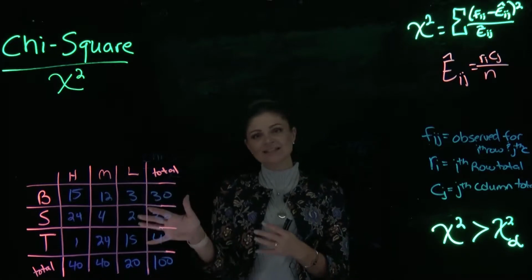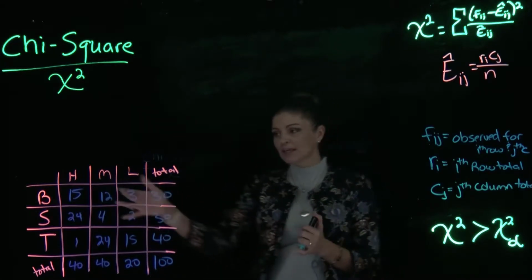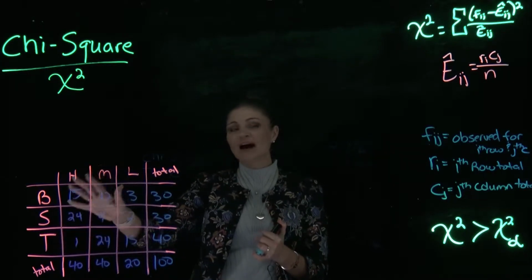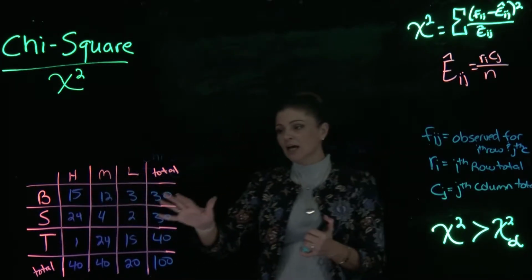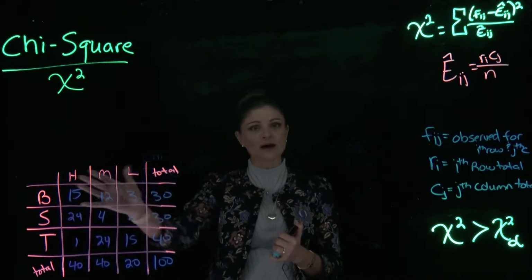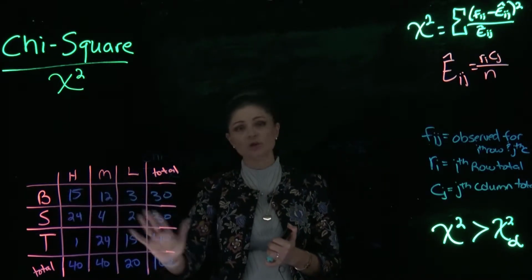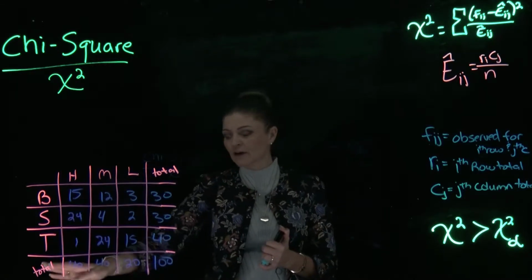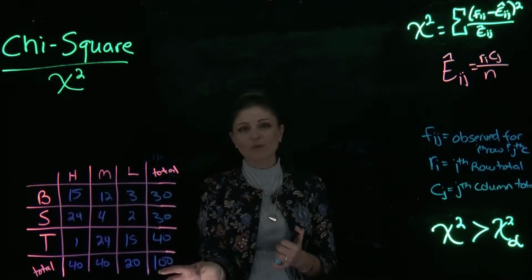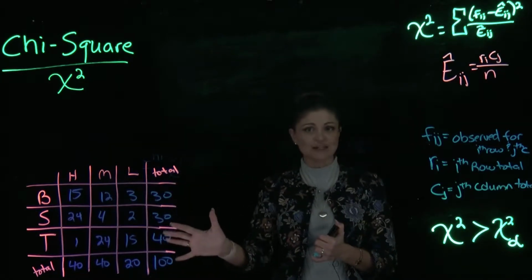In this scenario, I'm using B for bonds, S for stock, and T for tax deferred. We have high, medium, and low bonds. You'll see at the very end we have our totals that add up all three: our high, medium, and low bonds, our high, medium, and low stocks, and tax deferred. And at the very bottom, we have our totals of our highs, mediums, and lows. So we have a total of 100 of everything put together.